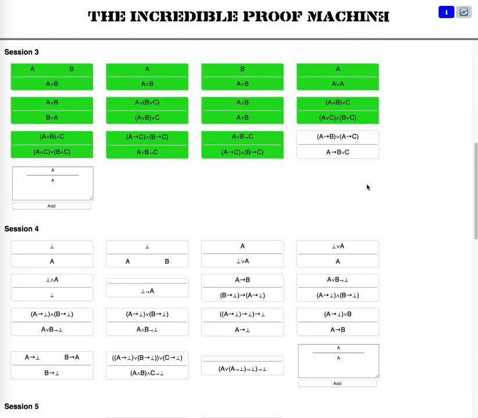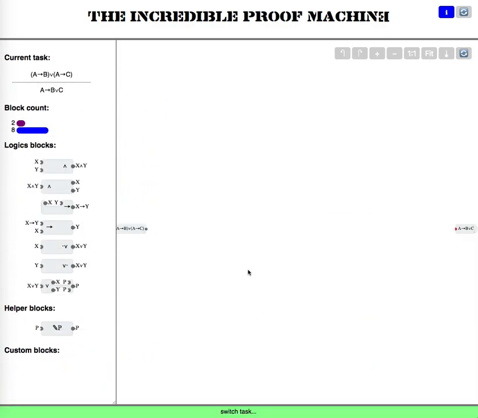Yep. One more. So we have A implies B or A implies C. So we know that just one of those two is true. And we need to prove that from that, if A is true, then B or C is true. So I think this one we do split apart the OR.